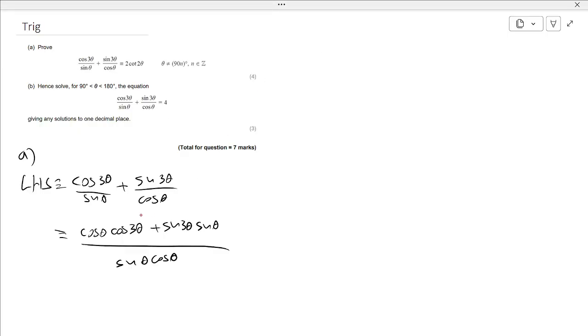The quickest and easiest way to do this is to actually recognize this is an angle addition formula. I'll write it down. This is actually cos 3 theta minus theta, if you think about the angle addition formula. So you can just straight away write cos 2 theta, and then you're pretty much done. I do want to show you how to get the answer without using the very quick way, because you may not find that in the exam, right?